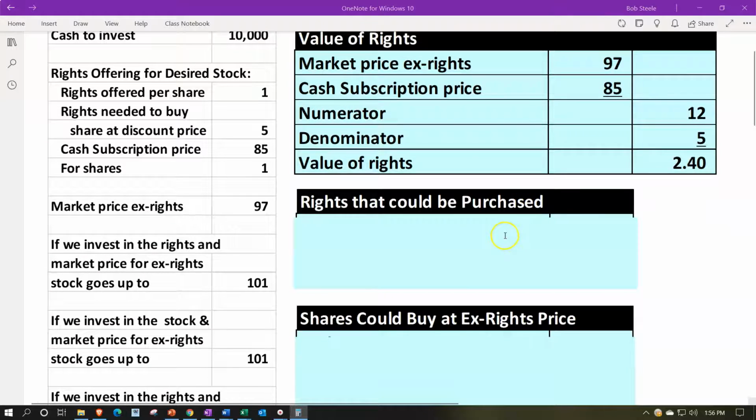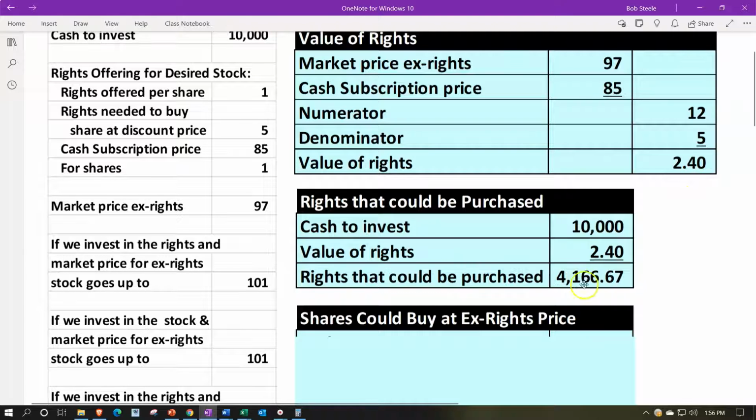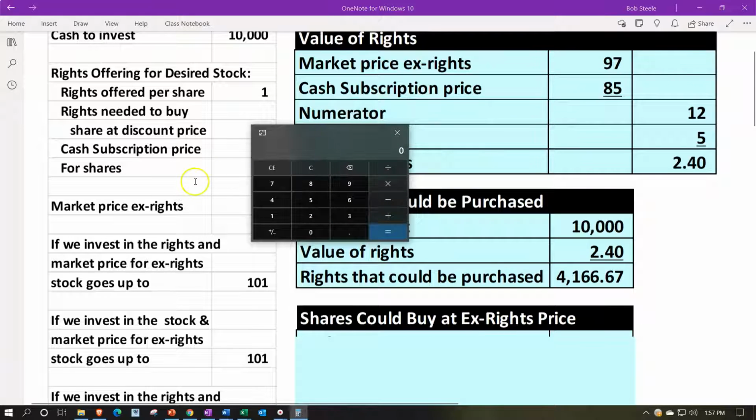So the rights that could be purchased, we have $10,000. If we say we don't own the stock, we're going to invest in the rights themselves. So $10,000 purchasing the value of the rights, which we're saying is $2.40, means that we can purchase about 4,166 rights. Note that there are roundings. You're not going to be able to purchase half of a right, so you'd have to round up or round down depending. But we're going to keep the rounding here.